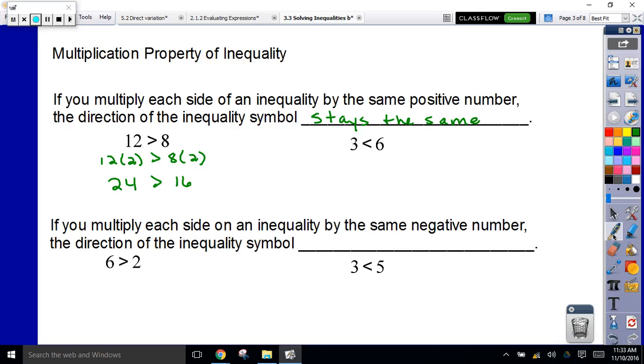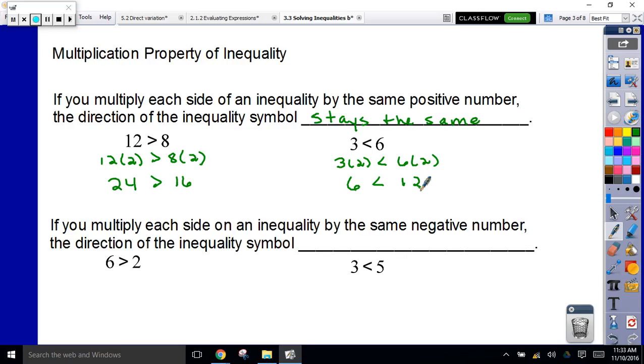Same thing on this side. What should I multiply this by? Somebody pick a number. David. Just pick one. 2 again? Okay, so 3 times 2 we would expect to be less than 6 times 2. 3 times 2 is 6, and 6 is less than 12. And that's going to be true for any positive number.